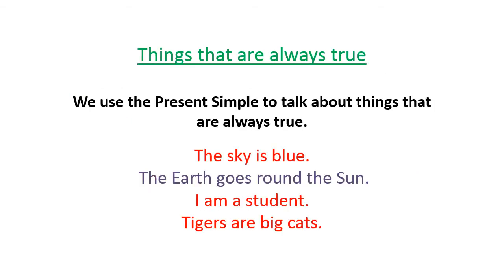Things that are always true. We use the present simple to talk about things that are always true. The sky is blue. The earth goes round the sun. I am a student. Tigers are big cats.